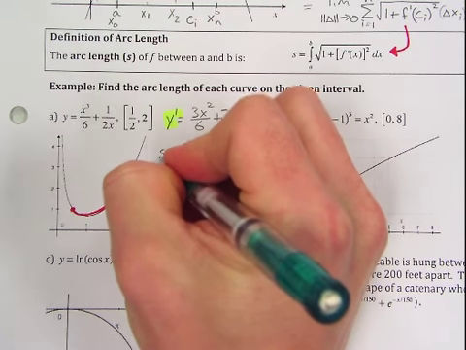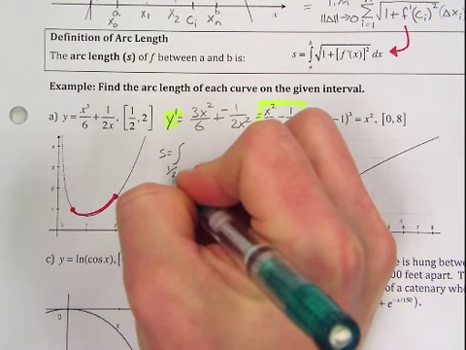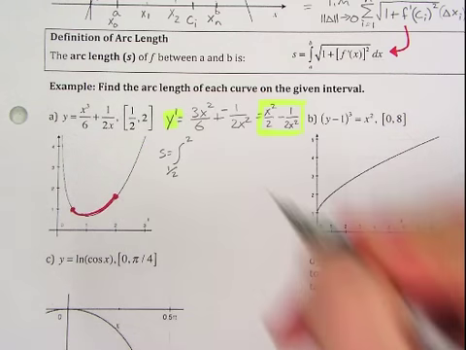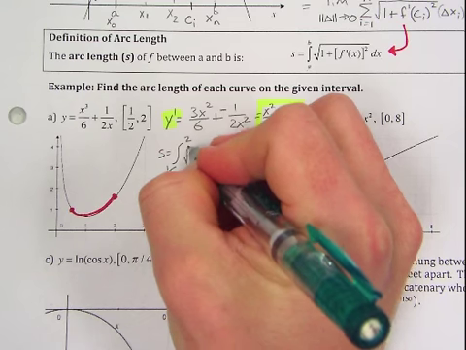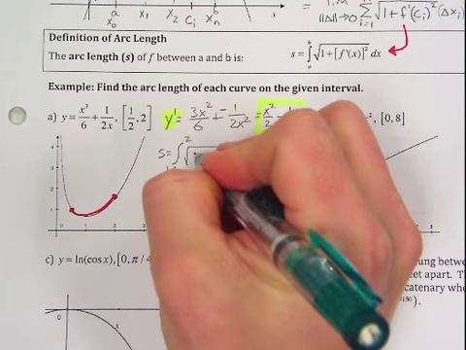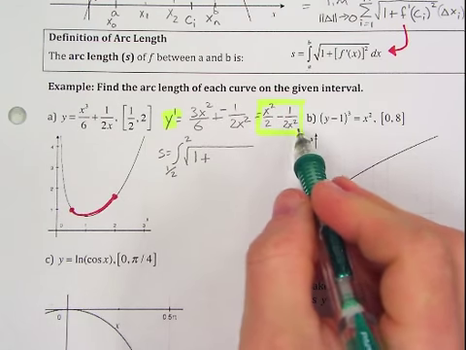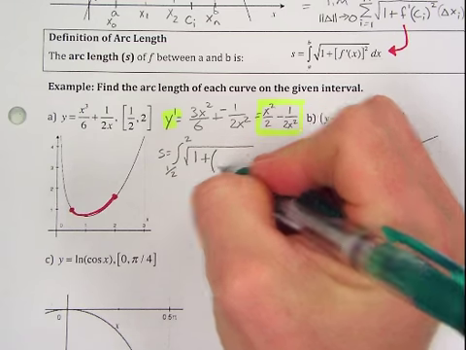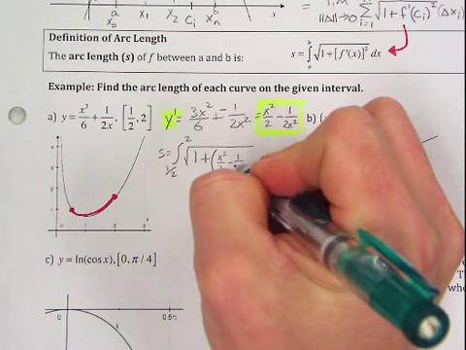Now we just set up our definite integral. So s equals the definite integral from 1/2 to 2, because that's what we're trying to find, of the square root of 1 plus y prime squared, and then dx.